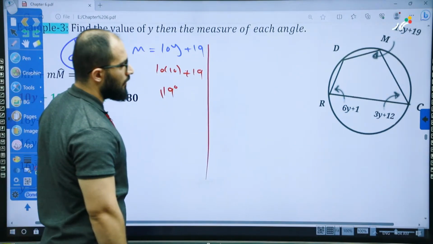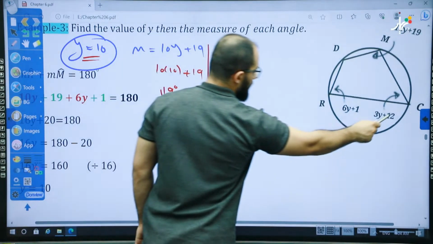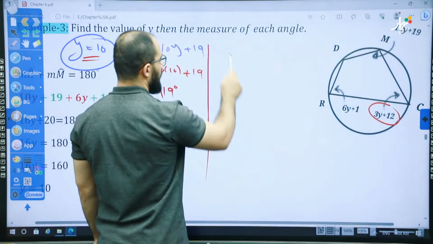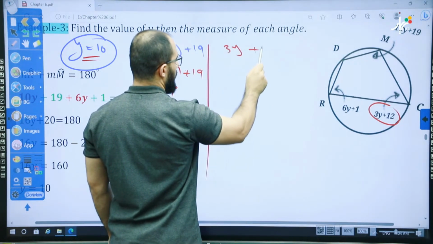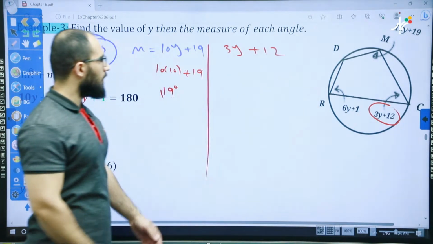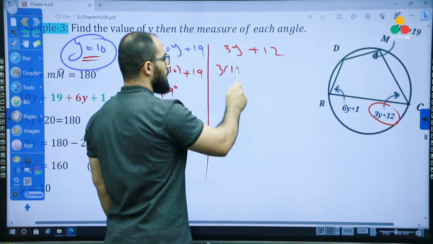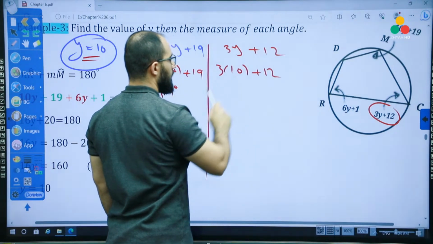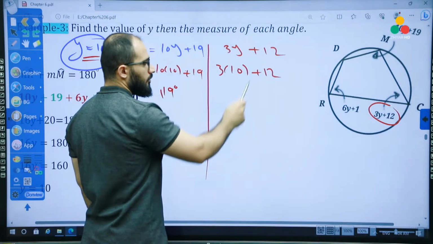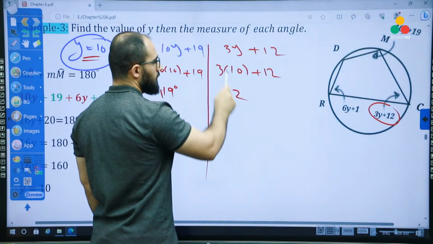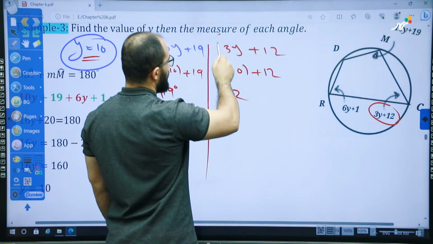Let's find the measure of c. c is 3y plus 12. What was the value of y? It was 10. 3 times 10 plus 12. 3 times 10, 30, plus 12 is 42. So this is the measure of c.